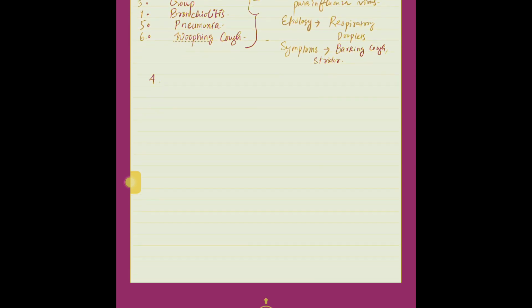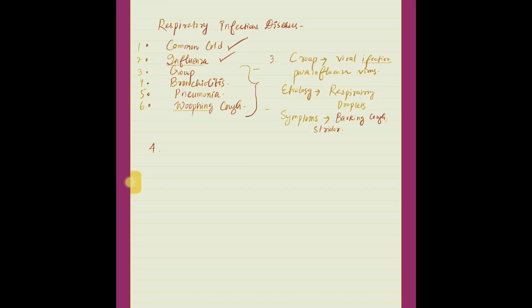Next, we do bronchiolitis, caused by respiratory syncytial virus. Etiology: respiratory droplets. Symptoms: wheezing and difficulty breathing.